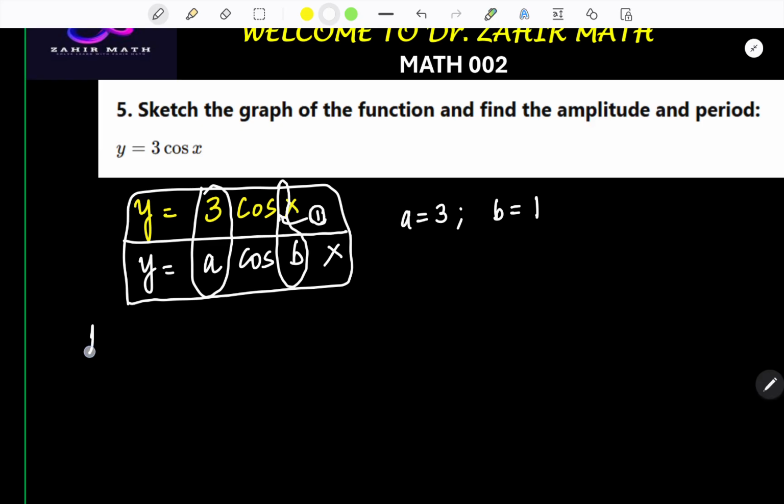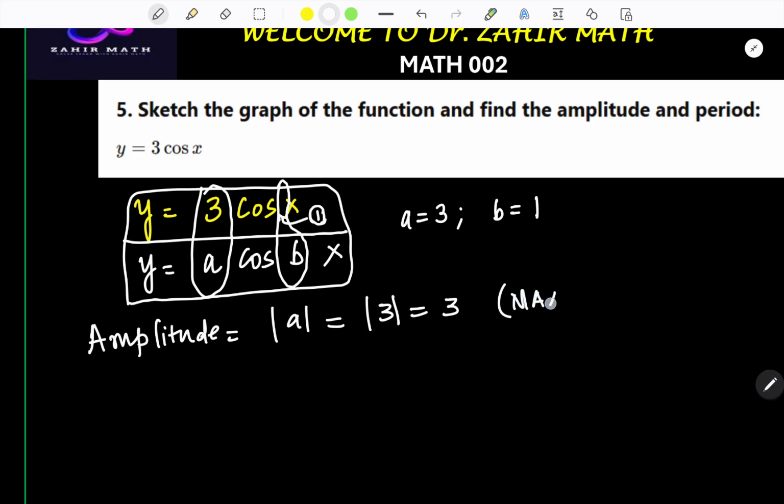Let's start. What is the formula for amplitude? Amplitude is equal to absolute value of A, which is absolute value of 3, which is equal to 3. What did I say? Absolute value means maximum distance. It means the curve will go maximum up and down.